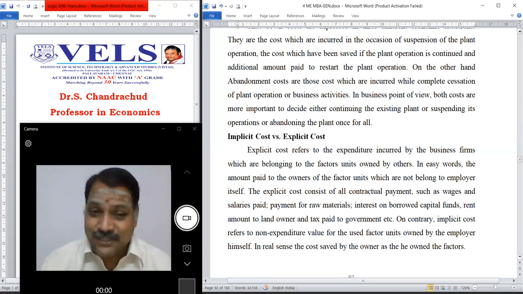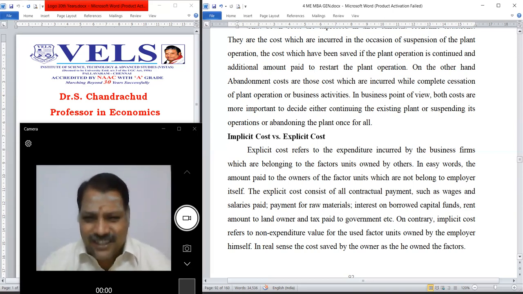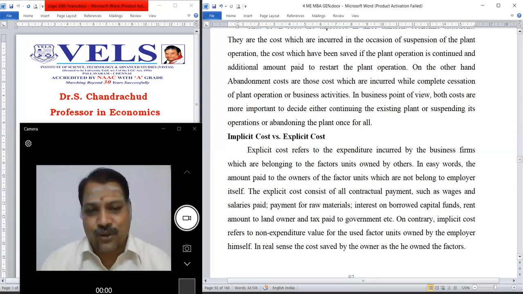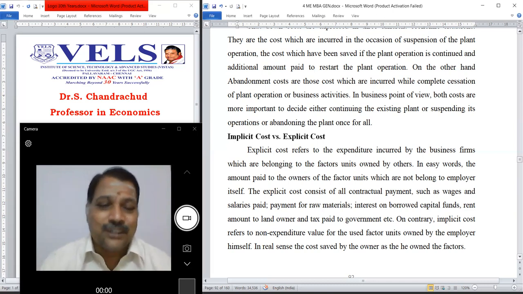Then what is implicit cost? The implicit cost refers to the non-expenditure value of the factor units used which are owned by the employer himself. In real sense, it is the cost saved by the owner as he owns the factors.